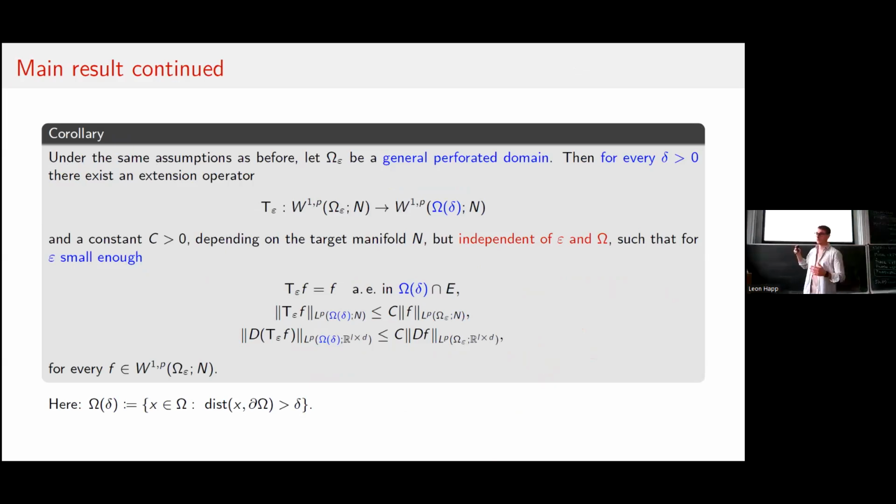And this is what I alluded to. We have an adapted result for this most general setting of perforated domains. So if you just intersect omega with this periodic set E, you will get this extension operator, but just for some compactly contained set omega delta. We take the omega delta as the points which have distance at least delta from the boundary. Okay, and it's basically the same result, but again, just for a compact subset. So this is the drawback you have here.